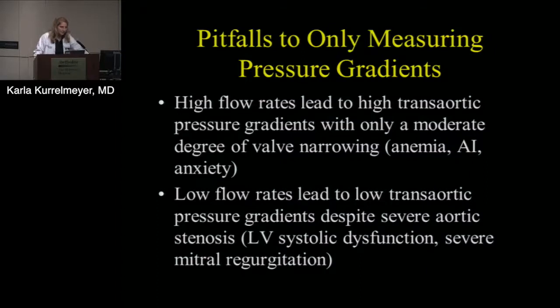So of course, if we just determined aortic stenosis severity measuring mean gradients, there'd be a lot of problems, and we'd probably only be accurate 75% of the time. And why is that? Because really high flow rates are going to lead to high transaortic pressure gradients with only a moderate degree of valve narrowing, and that occurs with anemia, aortic insufficiency, any sort of state that causes a hyperdynamic left ventricle. The converse is also true. Very low flow rates are going to lead to very low transaortic pressure gradients despite severe aortic stenosis, and we see that quite commonly in the lab with people with cardiomyopathies and EFs less than 20 or severe mitral regurgitation.